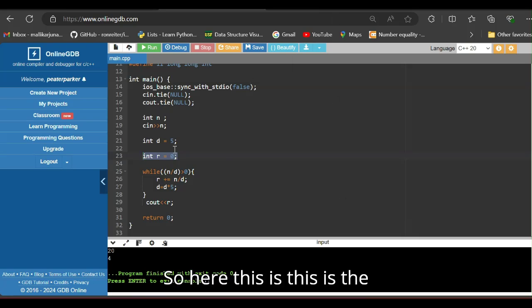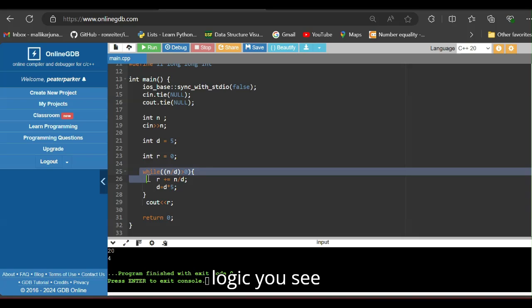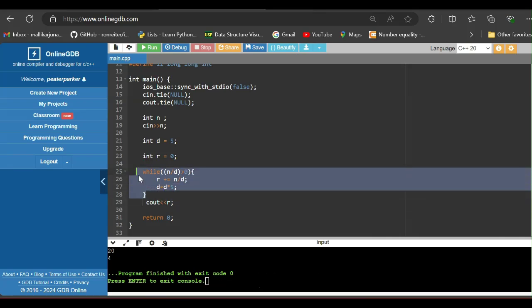So here, this is the logic. You see here.